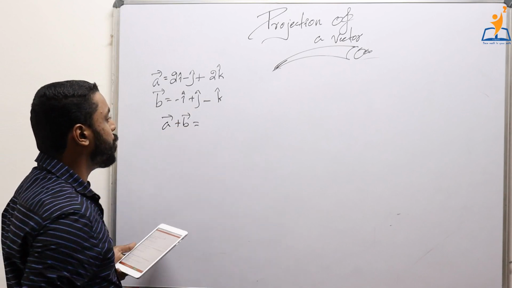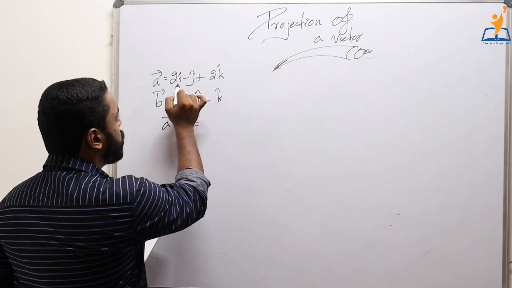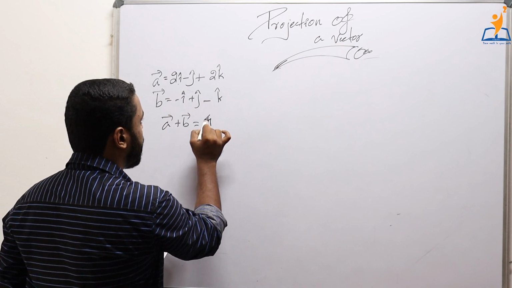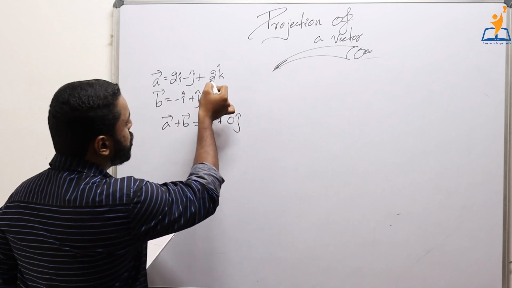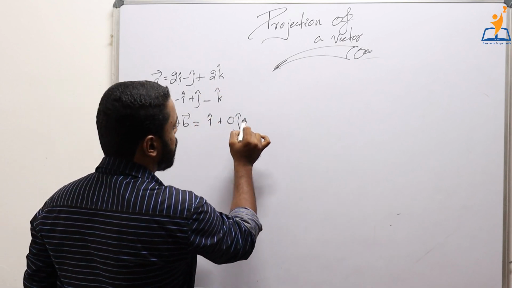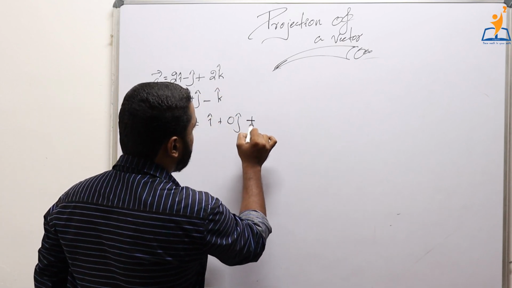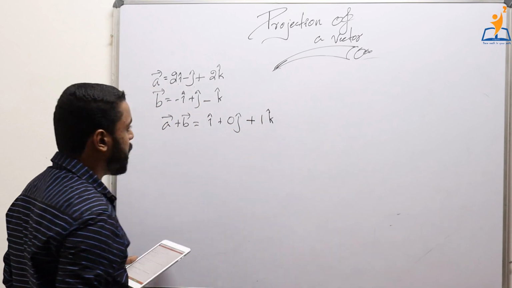So first of all, we have to find the vector a plus b. 2 minus 1 is equal to i cap. Minus j cap plus j cap is nothing but 0 j cap. 2 plus minus 1 is nothing but 2 minus 1, so plus 1 k cap. So this is a plus b.